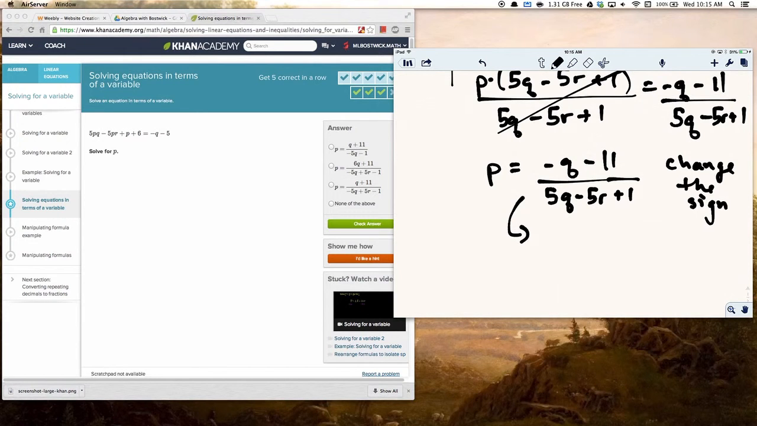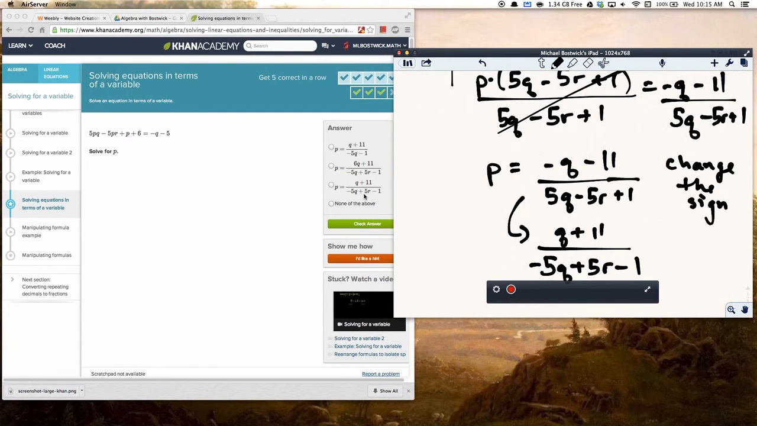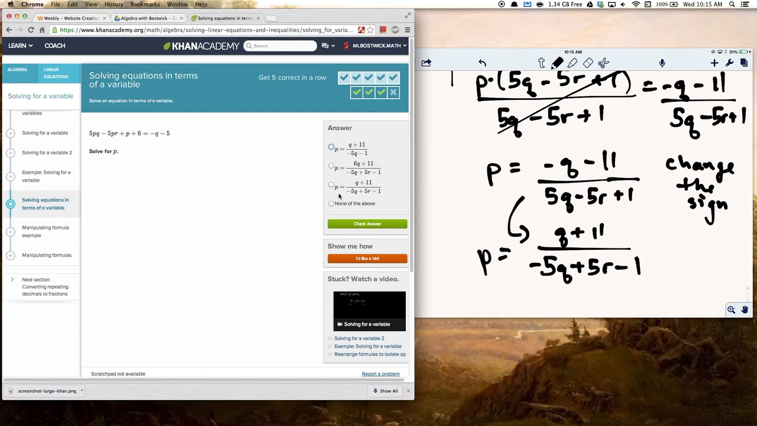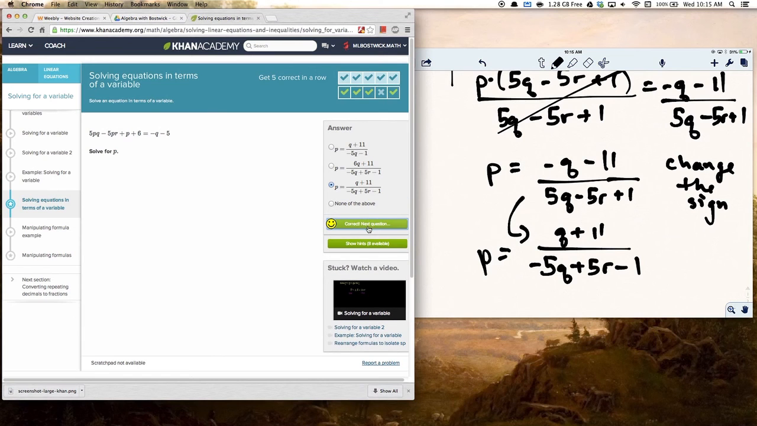I'm going to change negative q minus 11 to q plus 11, but because I've changed the sign on q and negative 11, I need to change everything on the bottom. So it becomes negative 5q, then plus 5r, and then minus 1. And if I look at that now, I see that I have negative 5q plus 5r minus 1 under q plus 11, and so it sure looks like the third answer is the one that's correct. I'm going to click it, and for these ones you always cross your fingers, hope you didn't make some kind of arithmetic mistake. It looks good. All right, so that's type 1. You can watch the next video to learn about type 2.